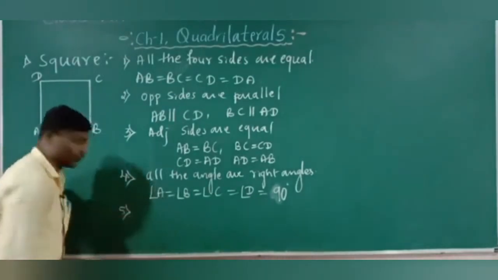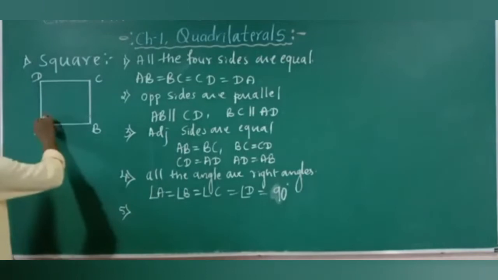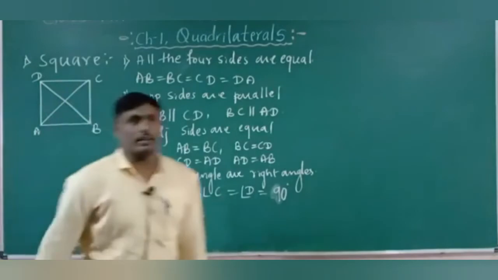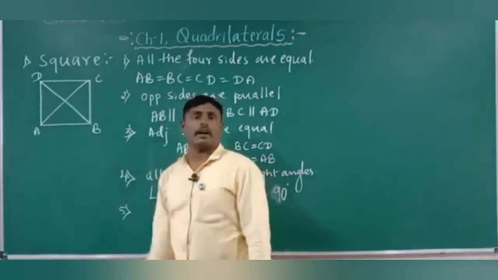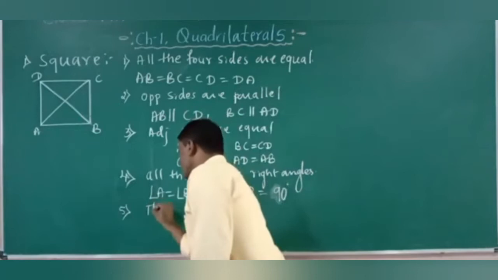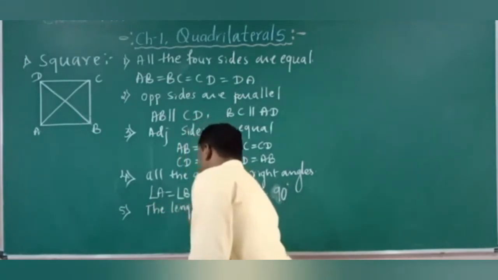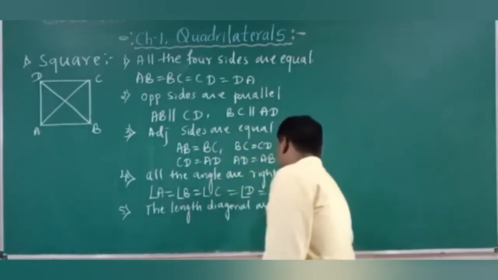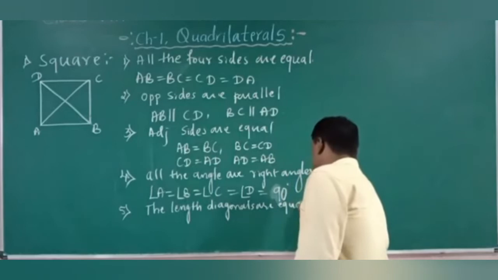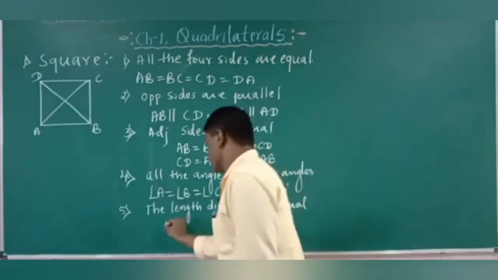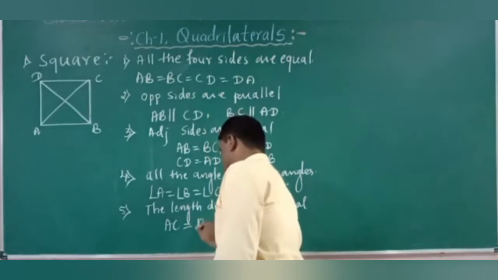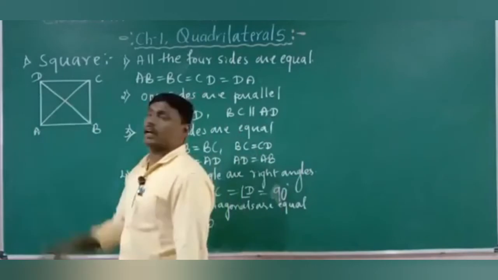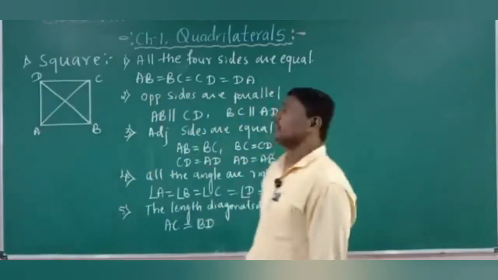Next, fifth one. We can draw the 2 diagonals in any quadrilateral. Here also AC and BD are the 2 diagonals. The length of these diagonals are equal. So the diagonal AC is equal to BD. These two are the diagonals. The length of these two diagonals are equal.